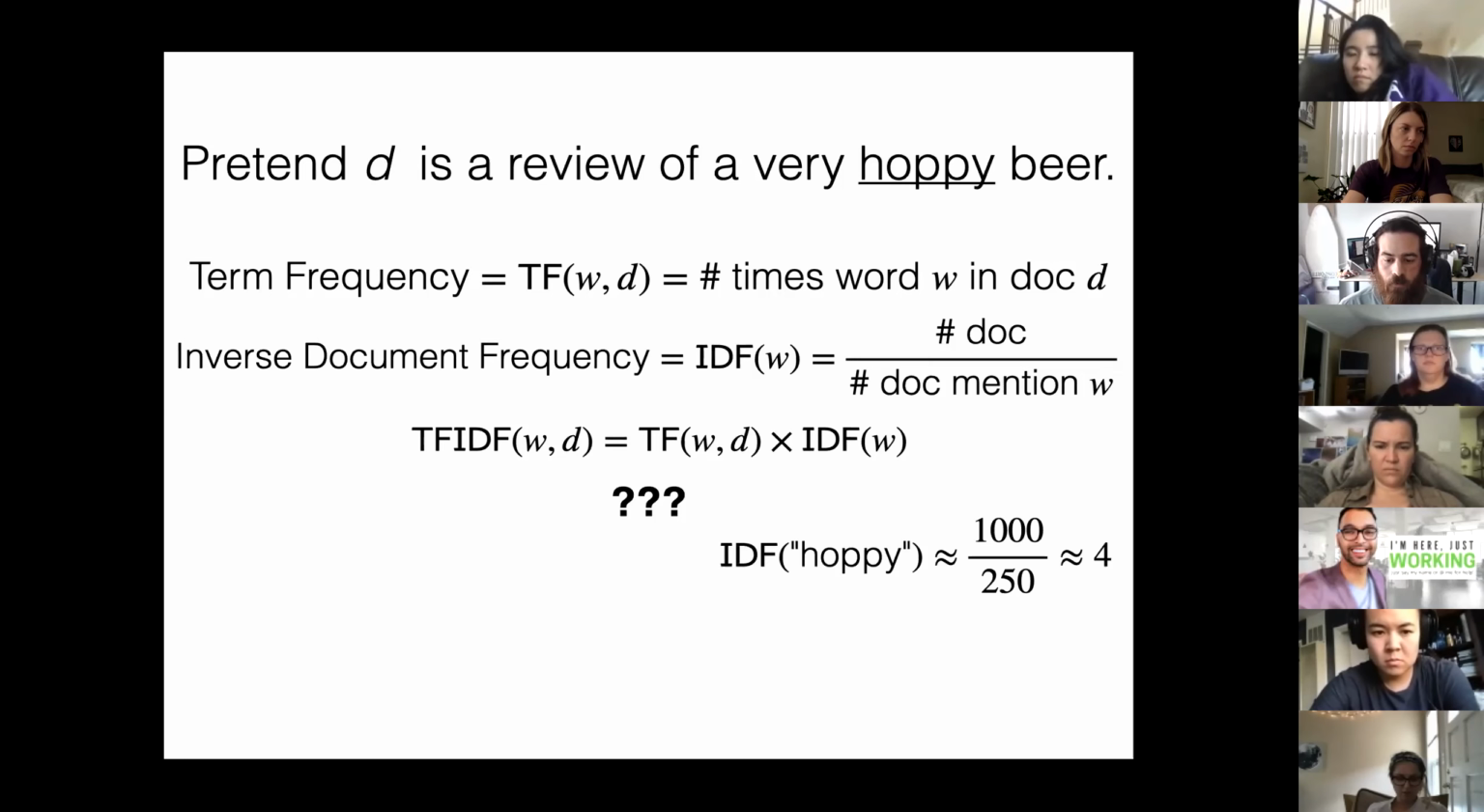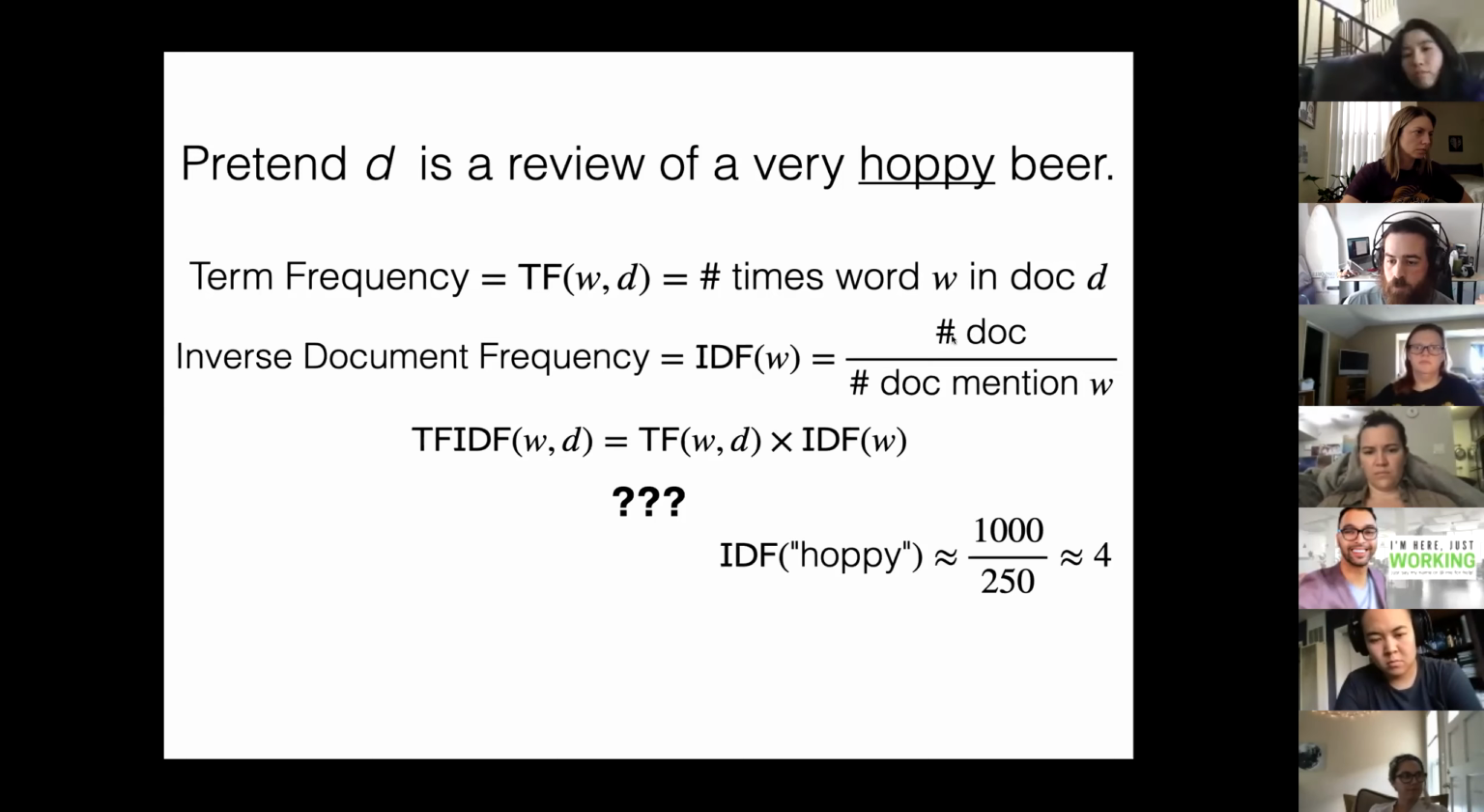We're going to start with the word hoppy, okay? So let's take a look at what the IDF for hoppy could be. Let's say our total number of documents is about 1,000. We've got 1,000 beer reviews, and 250 of them have the word hoppy in them. So maybe only 250 out of those 1,000 reviews review hoppy beers, which now that I'm saying that sounds super unrealistic, but please just go with it. So this is about 4, okay?